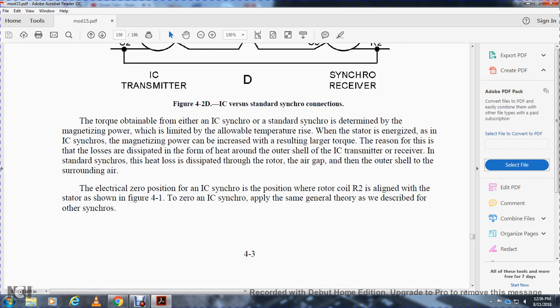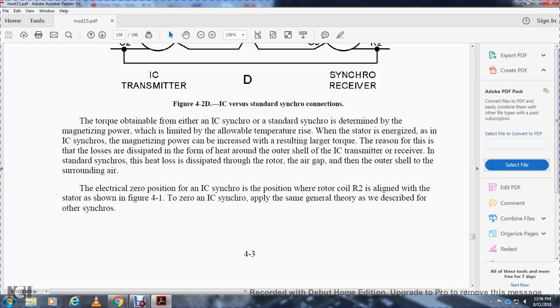All right, the torque obtainable from either the interior communication synchro or the standard synchro is determined by the magnetizing power, with a limited allowable temperature rise. Magnetizing power can be increased, with resulting lower torque, but this results in the loss being dissipated in the form of heat around the outer shell of the interior communication transmitter and receiver. With the standard synchro, the heat is dissipated from the rotor through the air gap to the outer shell and the surrounding air.